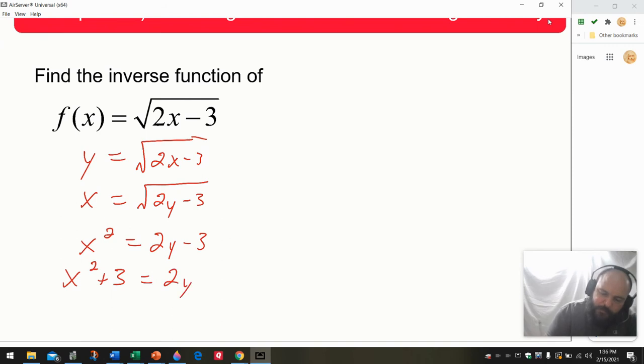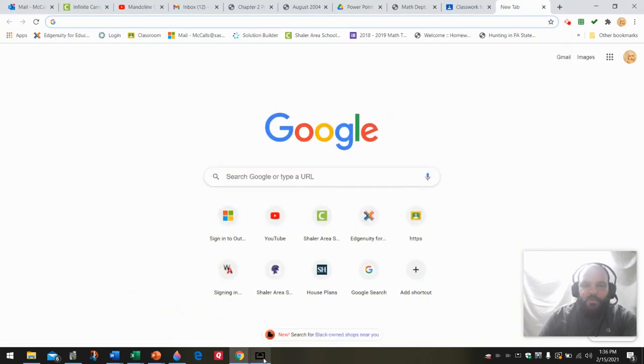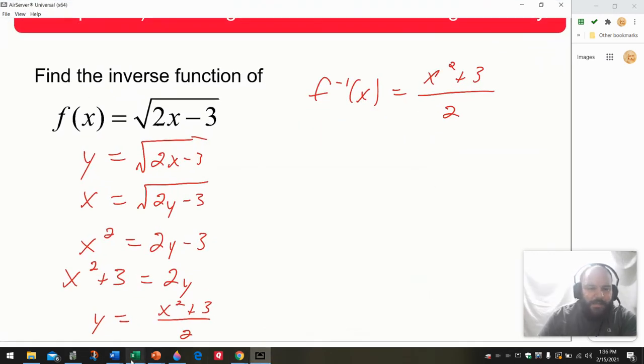equals 2y. And then the last step, I'm going to divide both sides by 2, and I'm going to get y equals x squared plus 3 over 2. And if I rewrite this function as f inverse of x equals x squared plus 3 all over 2. So there's my inverse function. Now, I'm not sure if anybody sees a problem with that, but I'm going to go ahead and graph this and show you where the problem arises.